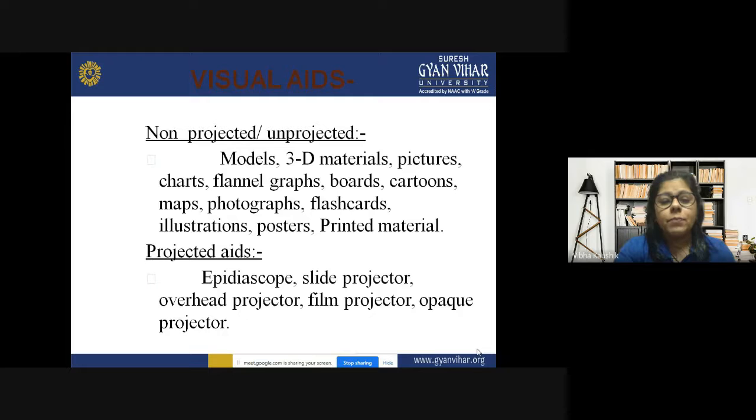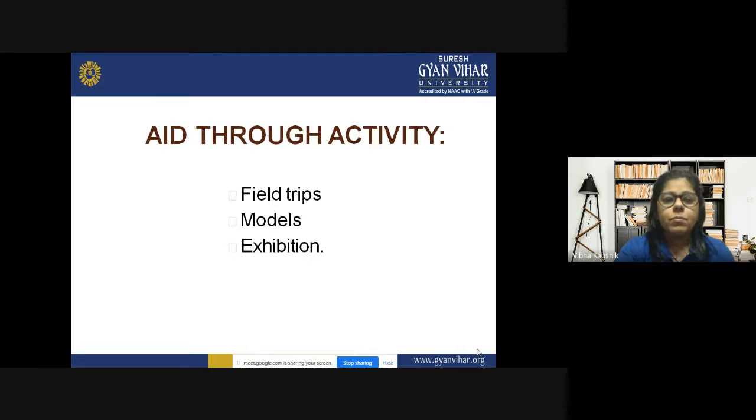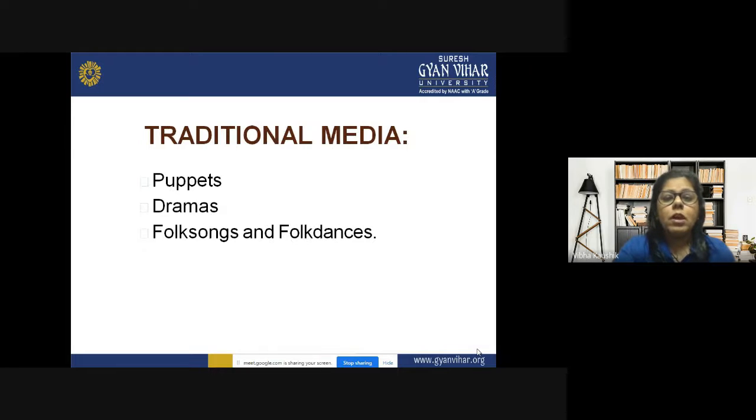Projected aids are epidiascope, slide projector, overhead projector, film projector, opaque projector. Audiovisual aids: television, video, and sound motion pictures. Aid through activity: field trip, models, and exhibitions. Traditional media: puppets, drama, folk song, and folk dances.